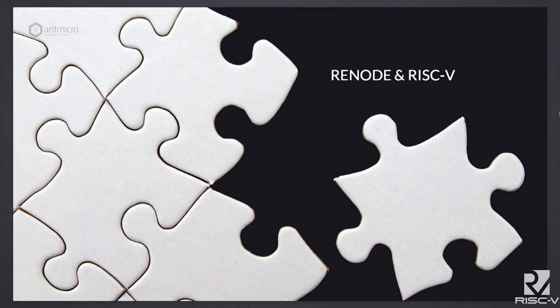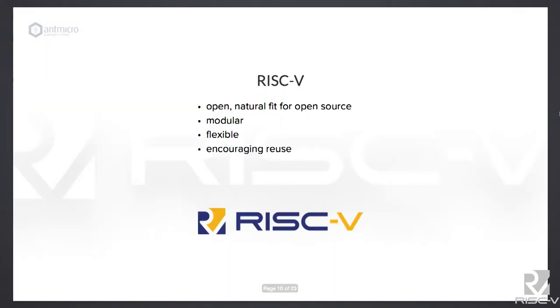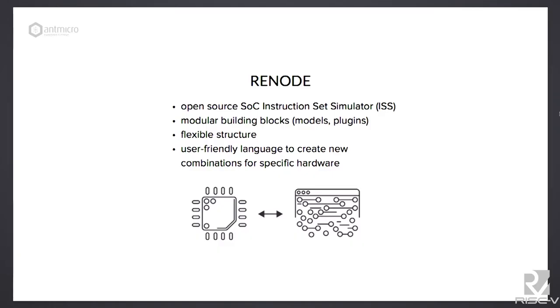As you might guess from this picture, Renode and RISC-V fit very well. I'll try to say why. You might have seen those words a lot throughout these 2 days. You know, RISC-V, it's open, it's modular, it's flexible, it encourages reuse. And I don't think there's need to prove that. And coincidentally, Renode has a lot of the same features. It's open source. It has modular building blocks. It's flexible. And we have a user-friendly language that allows us to easily create new platforms, assembling them from building blocks.